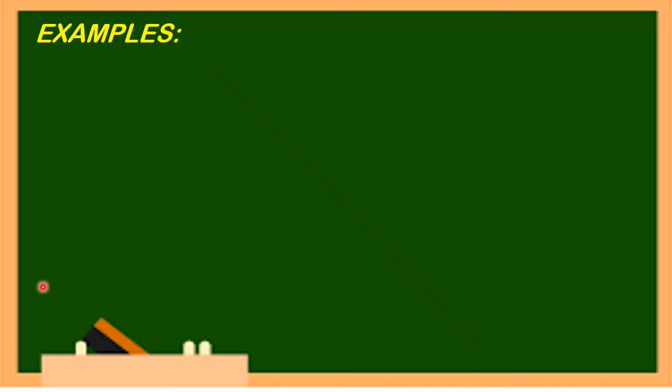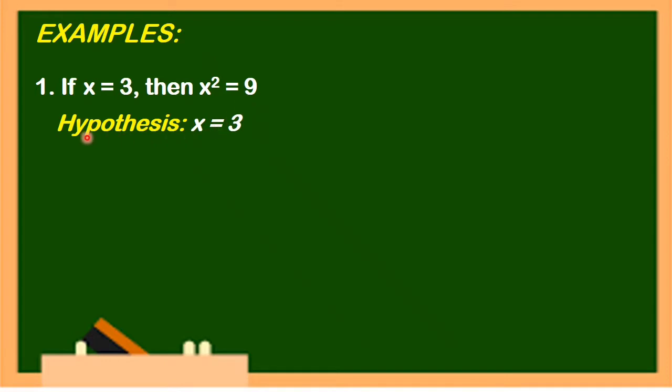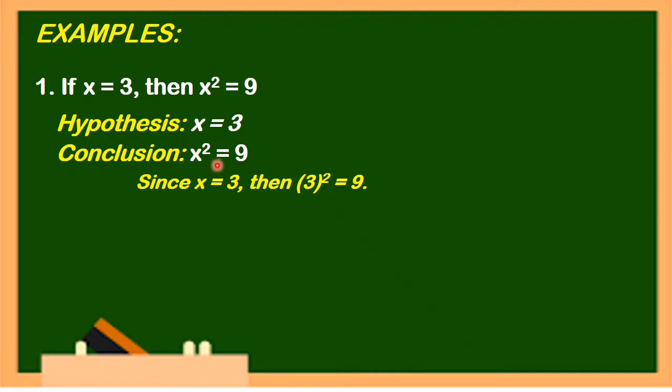Let's have some examples of this. If x equals 3, then x squared equals 9. The hypothesis of this statement is x equals 3 and its conclusion is x squared equals 9. Since x equals 3, then the square of 3 is equal to 9, wherein 3 times 3 equals 9. So by this, this statement is true.